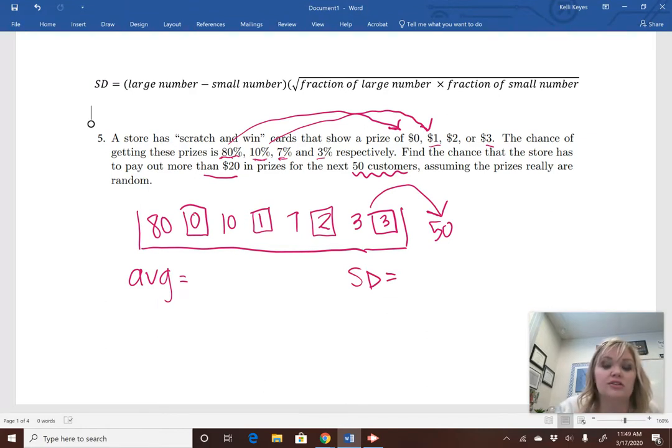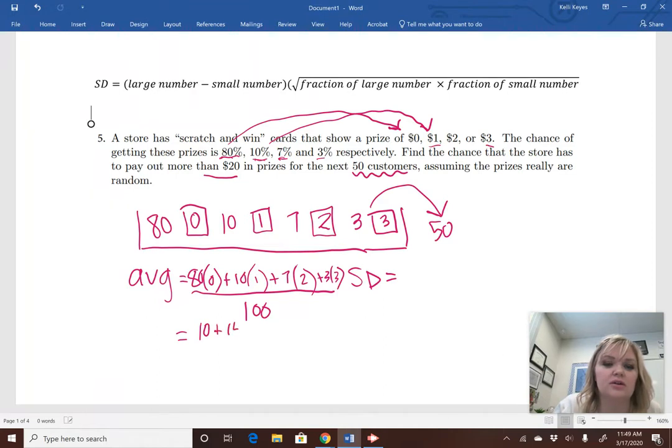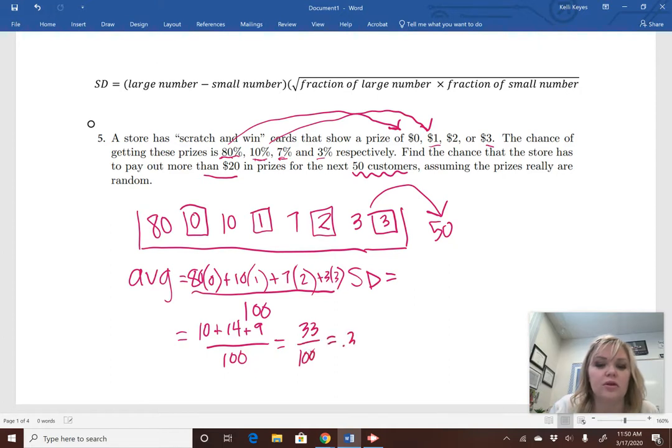So the average of the box, right? If we did 80 times 0 plus 10 times 1 ticket plus 7 tickets, and we divided it all by 100, then we would get the average. So 10 plus 14 plus 9. Right? Hopefully I don't make any mistakes here. So 33, I think, which is 0.33. Okay, so that's the average of the box.